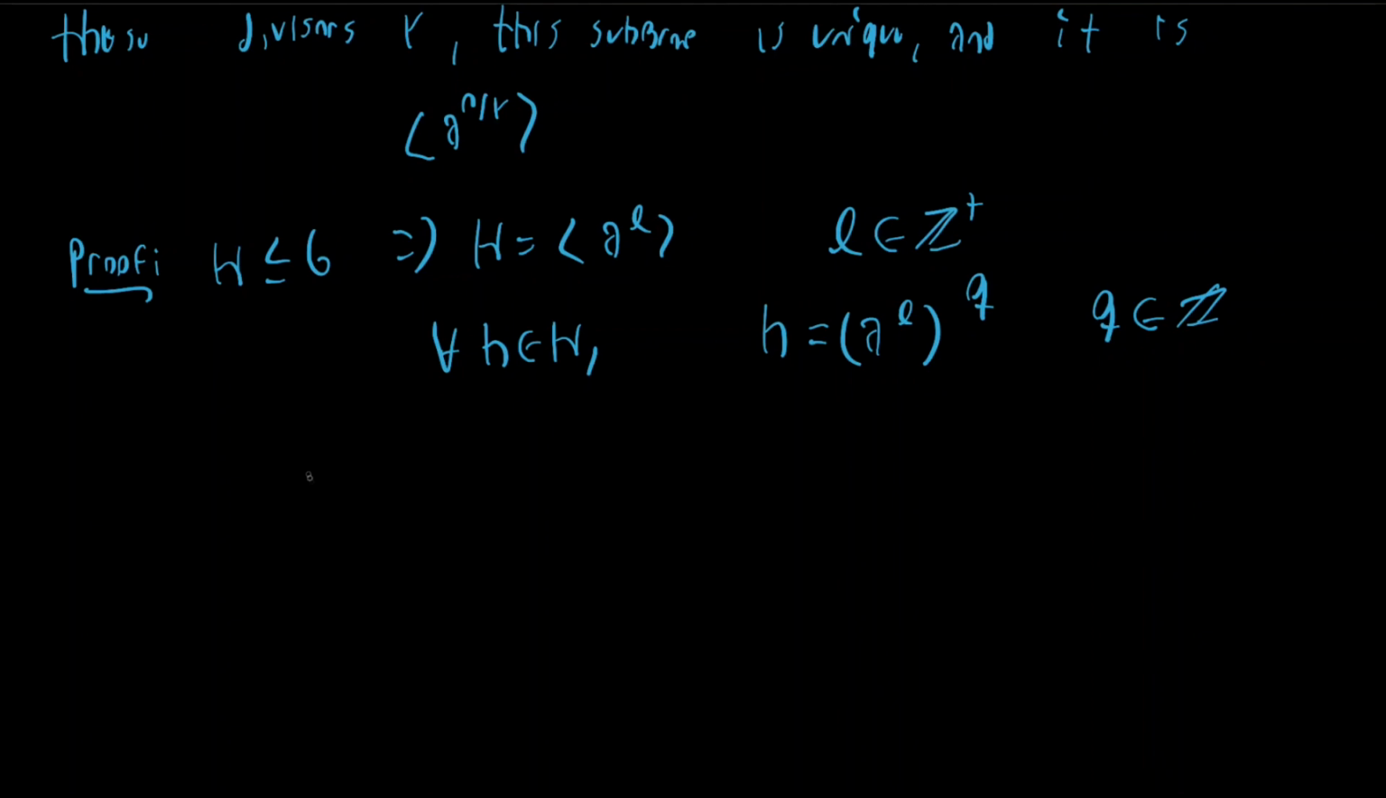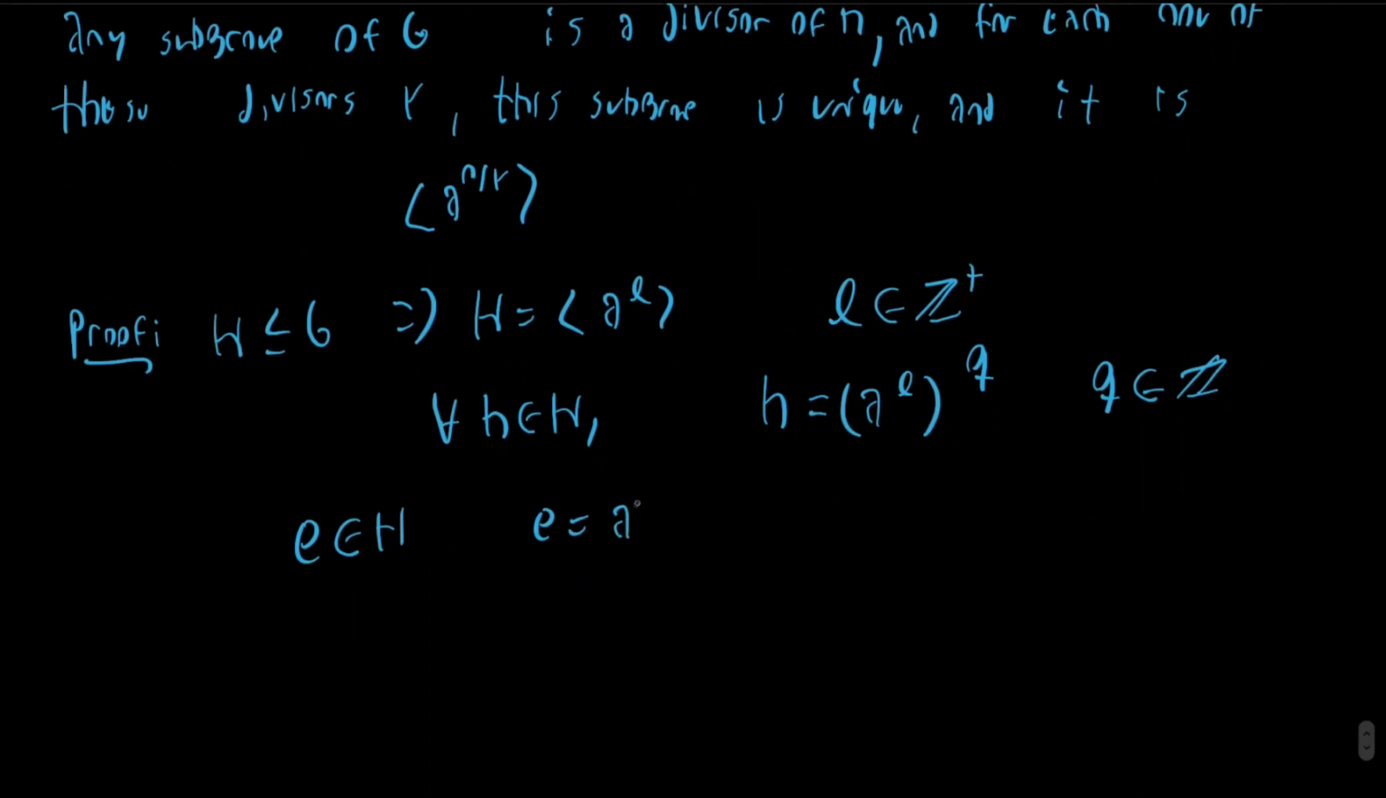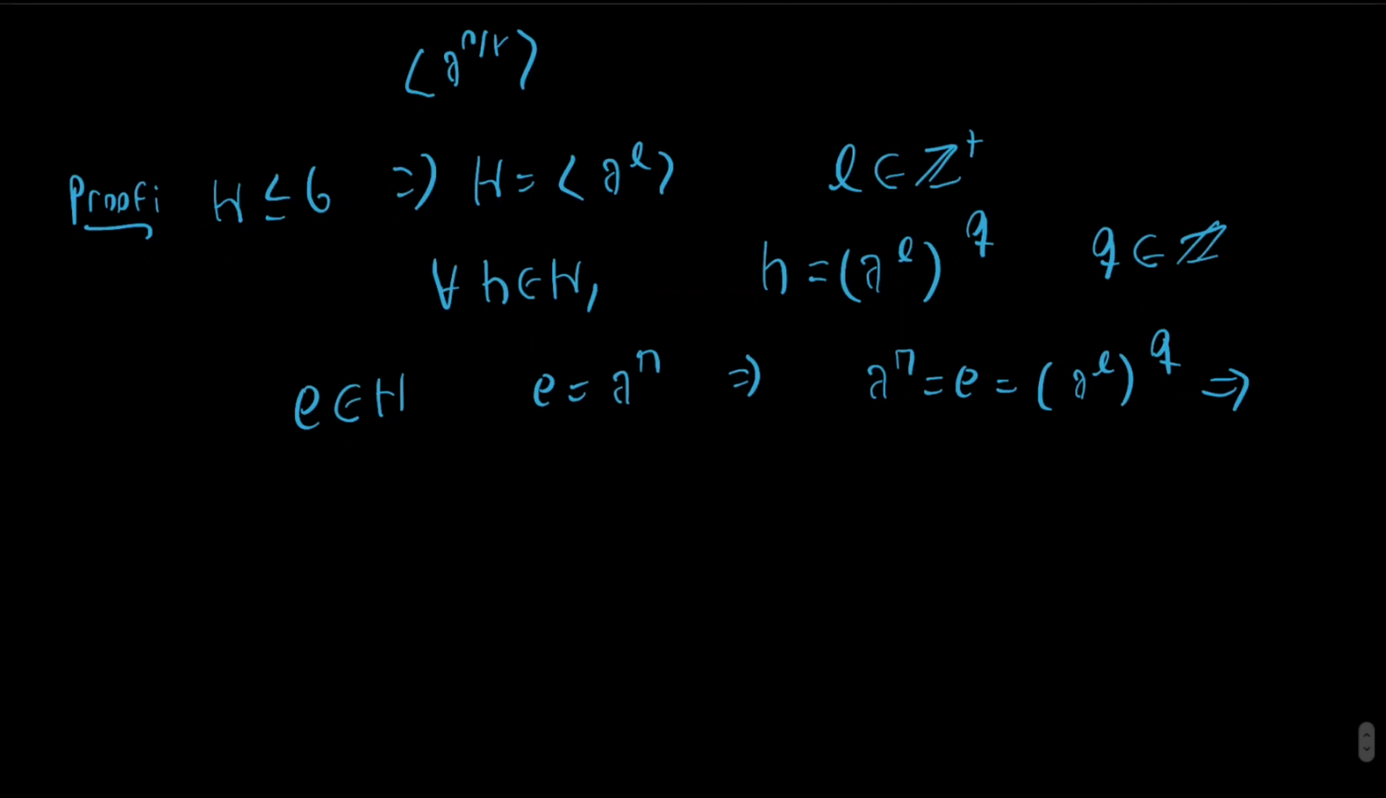Okay, but now, H being a group, the identity is of course in H. But the identity, since we have supposed that the order of G was n and that the generator of G was a, is precisely equal to a to the n. And so what we have is that a to the n, which is the identity, is an element of H, and being an element of H, it can be written as a to the L to the q. But putting the exponents equal to each other yields L times q is equal to n. In other words, L, which is the order of H, divides n, which is the order of G.